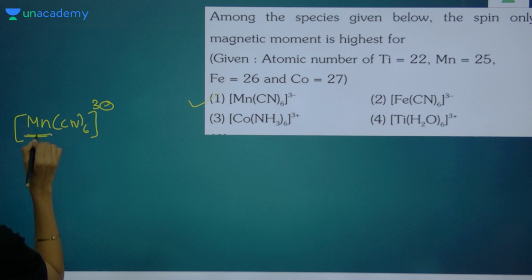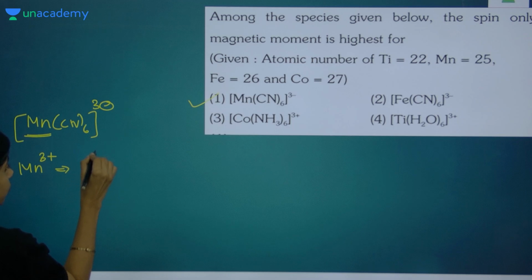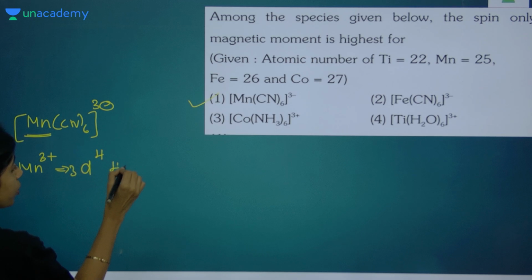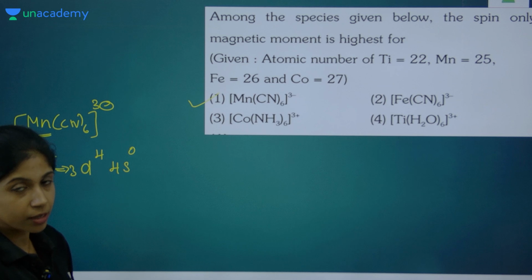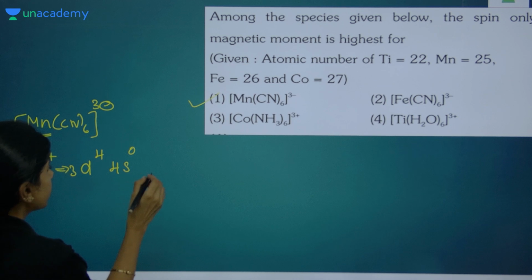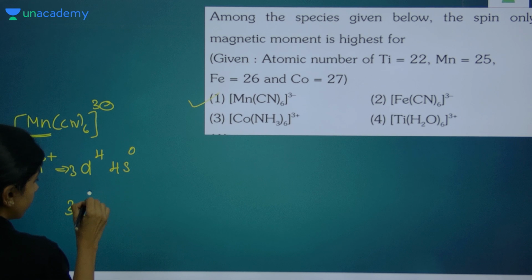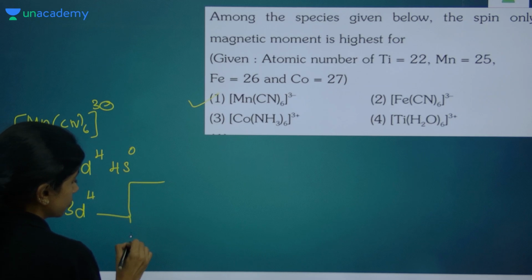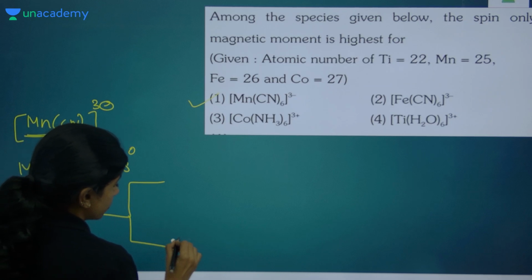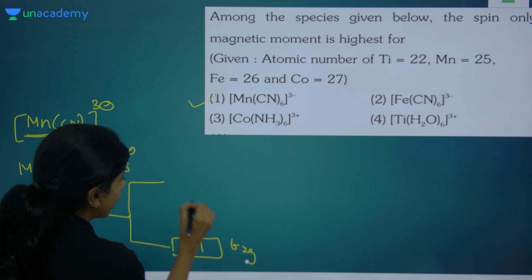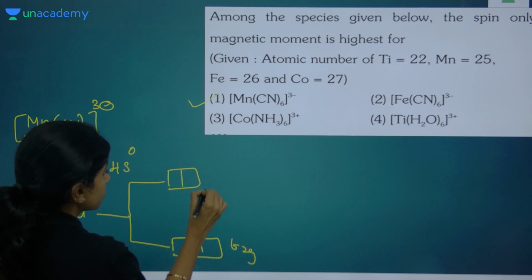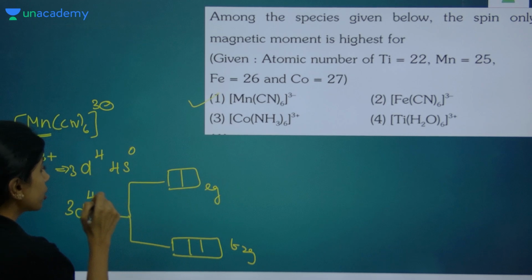Here the oxidation state of Mn comes to be Mn3+. Mn3+ is d4, 3d4, and 4s is 0. And we have a cyanide ligand, which is a strong field ligand, so we cause pairing. This 3d4 can be split into 3 t2g orbitals and 2 eg orbitals. There are 4 electrons, and pairing will occur.